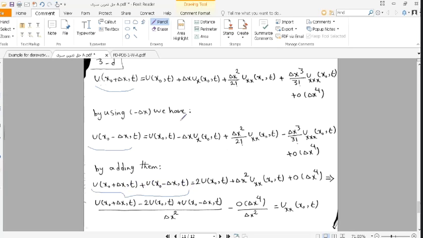And for the right side, when we add the right side of the first line and the second line, we have u at x0 plus u at x0, so we have 2u at x0 and t. The next term: in the first line we have plus delta x u_x, and in the second line we have minus delta x u_x. When we add these two terms, they are simplified with each other.